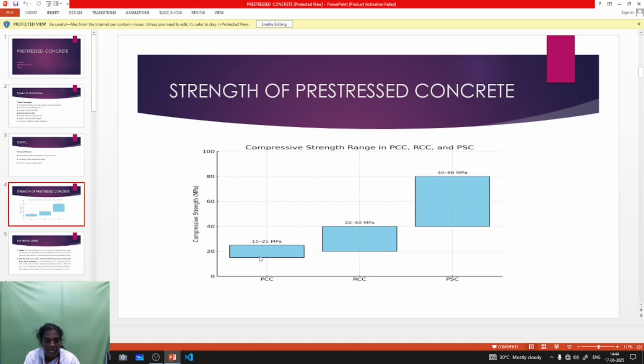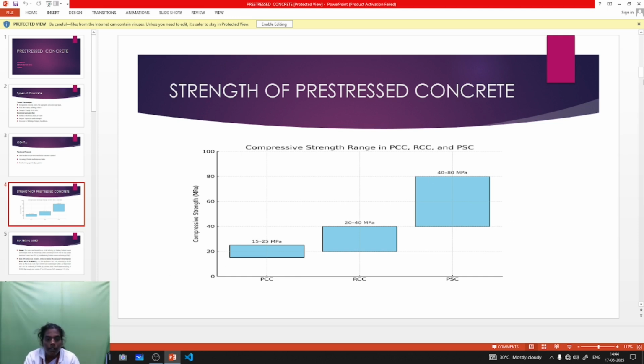Normally PCC has a maximum compressive strength of 15 to 25 megapascal. RCC, reinforced cement concrete, has a maximum compressive strength of 20 to 40 megapascal. Nowadays prestressed concrete has a maximum compressive strength of 40 to 80 megapascal or Newton per mm square. So this is the comparison of the three types of concrete by maximum strength.